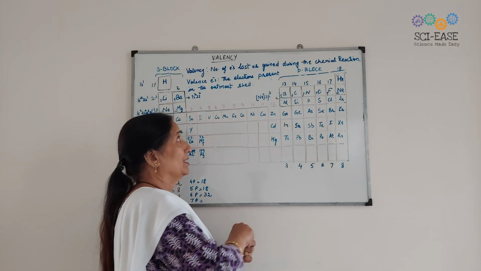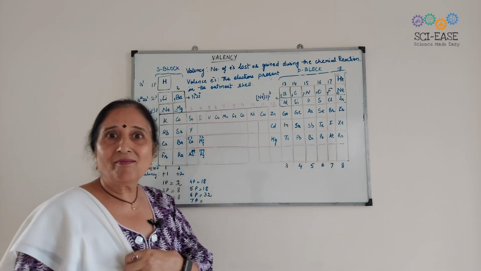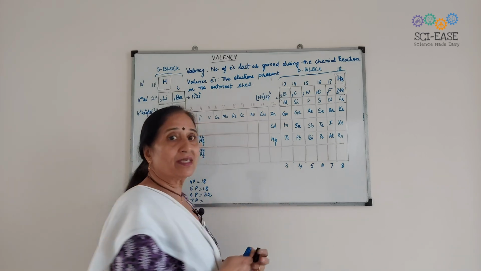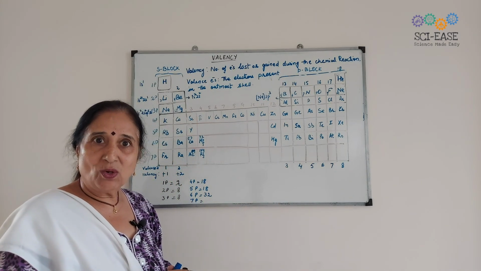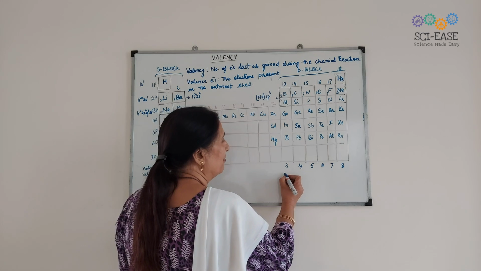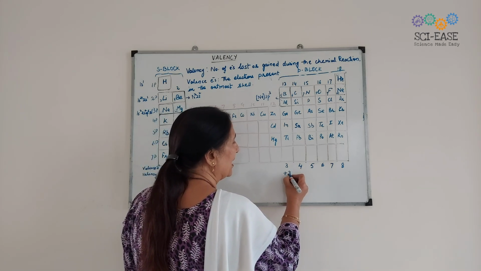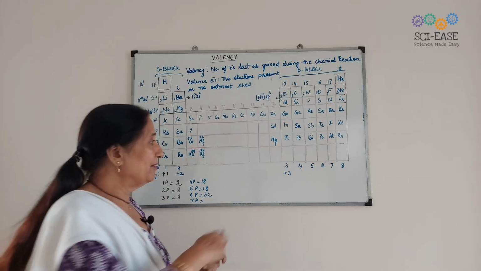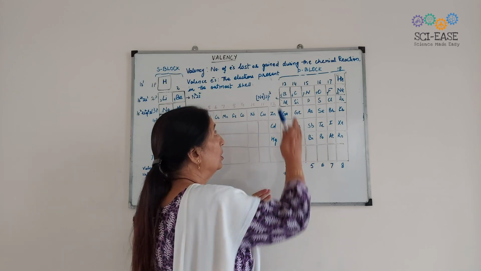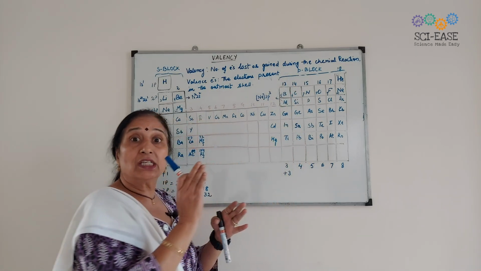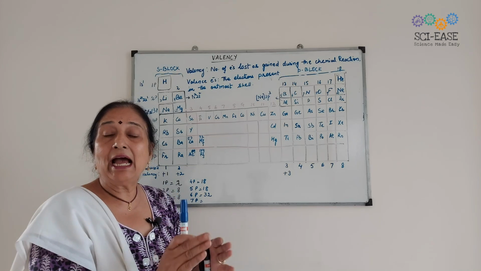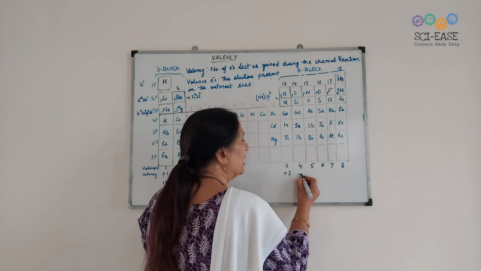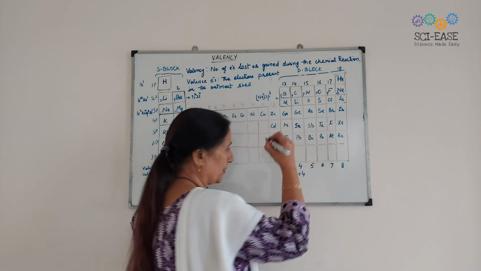Now, come to the group 13th elements. They have 3 electrons in its outermost shell. Okay, so what will be the valency? They will lose these 3 electrons and they will acquire plus 3 valency. Okay, they will acquire plus 3. So the elements which are of 13th group, they have the valency plus 3. In the same way, the elements of group 14, they will have valency plus 4.